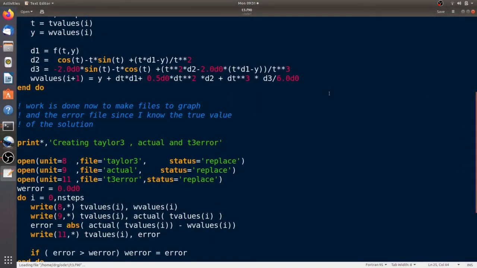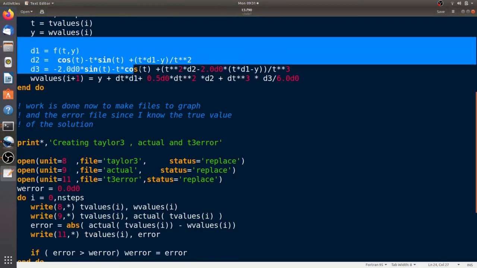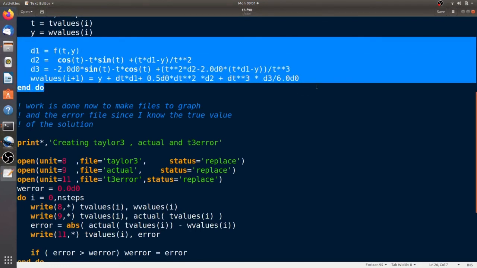The last of these Taylor methods that I'll look at today, we compute not only the first derivative of y, but the second derivative and the third derivative based on our formulas. 6 is 3 factorial, that's where that comes from. And again, other than the fact I'm changing the names of some of the output files, nothing else has changed.